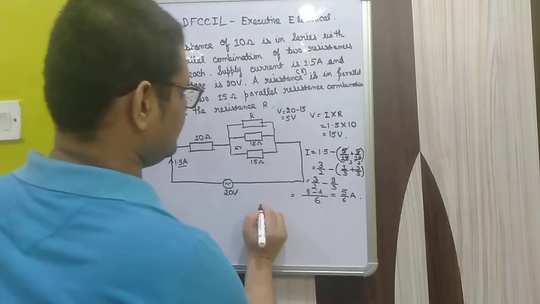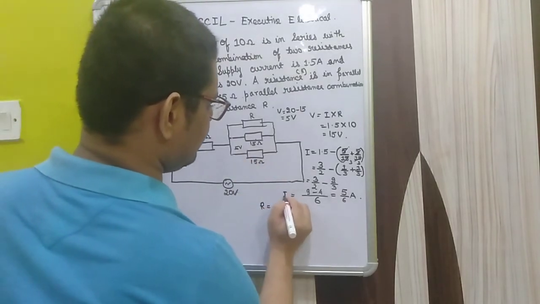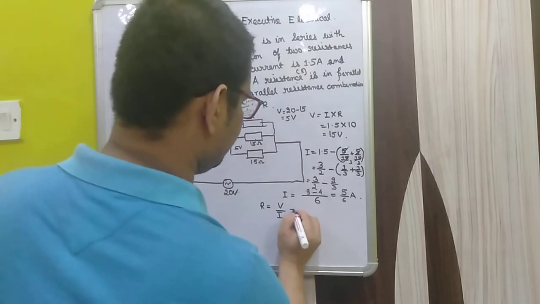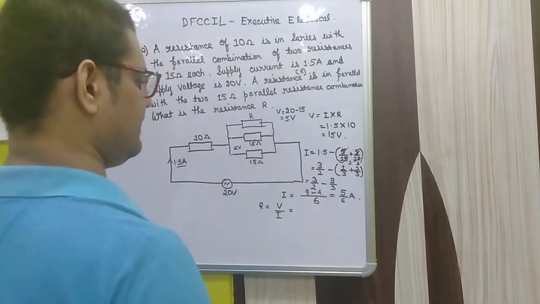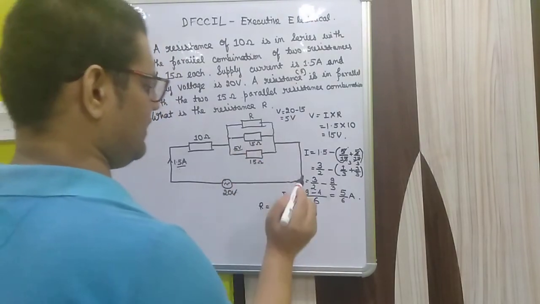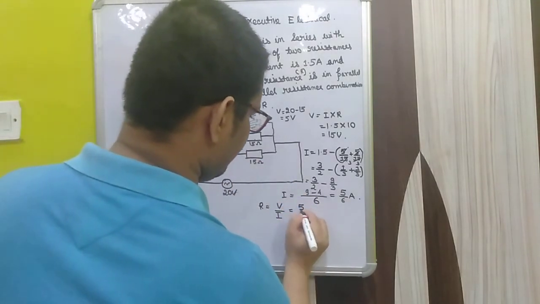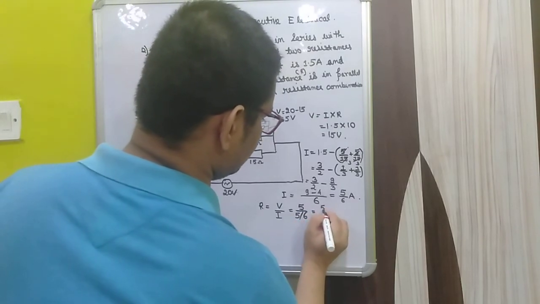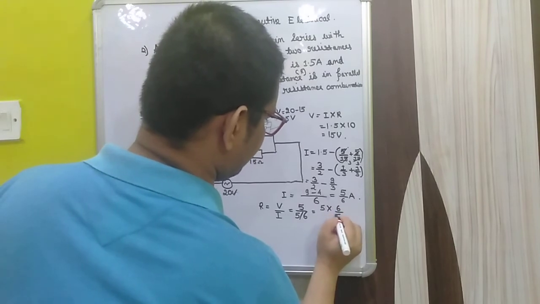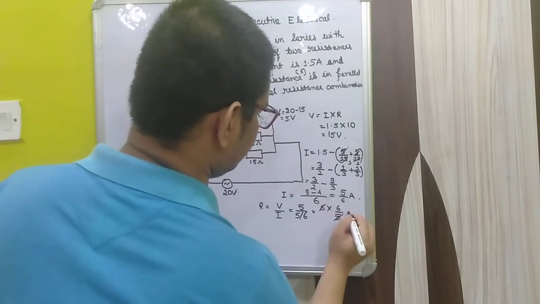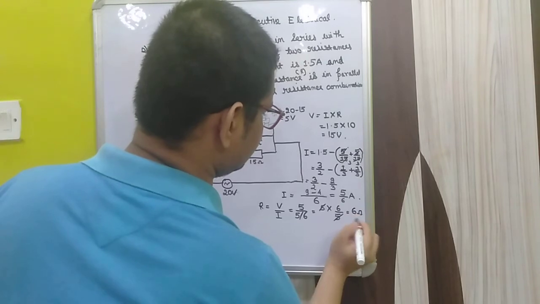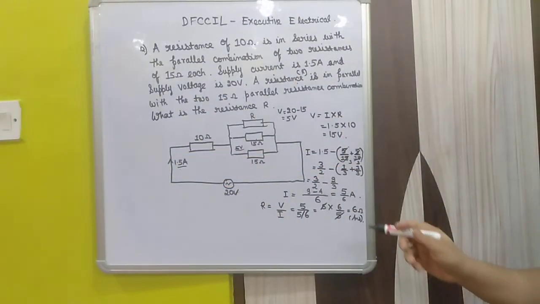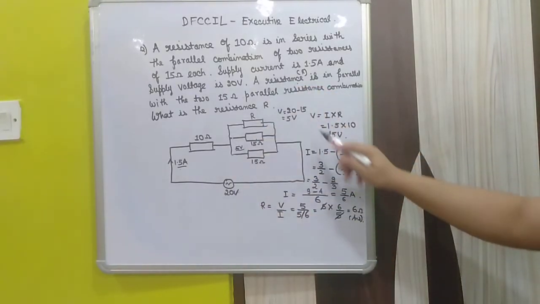So here we have to calculate the resistance. We know R is equal to V by I. The voltage over here will be 5 volt, we have calculated. So it is 5 divided by 5 by 6. We do the cross multiplication, 6 by 5 cross multiplied is equal to 6 ohm, and this is the final answer. So I hope you have understood how I've done the total calculation for this entire question.